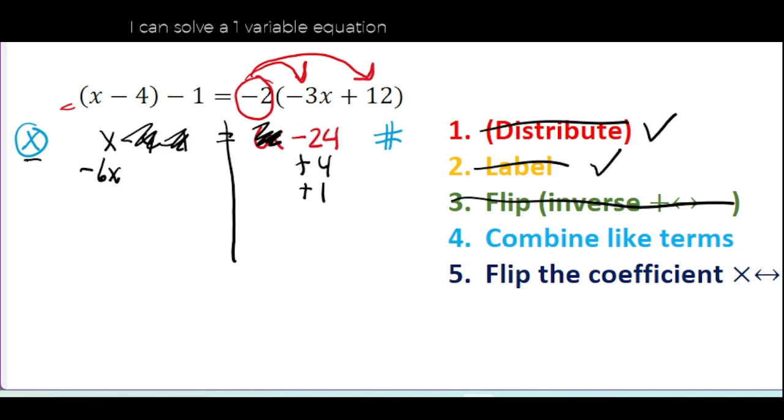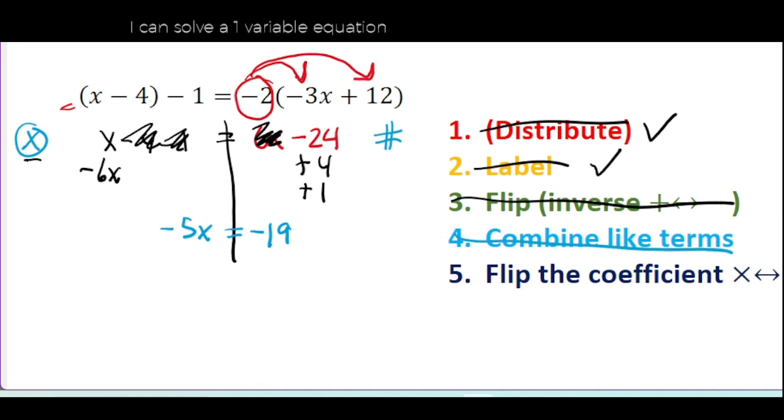Now let's combine all of our like terms here. So here I just have x minus 6x. That gives me negative 5x. Negative 24 plus 4 plus 1. So that's negative 24. That's negative 20. Negative 19. And then that's combining my like terms.